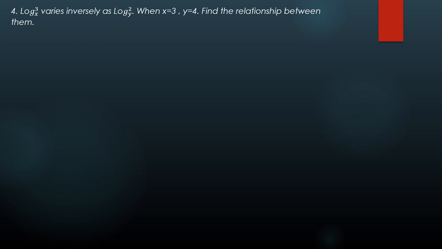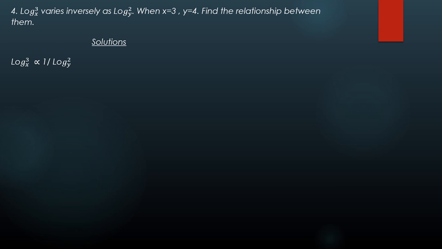So here in this example, this talks about logarithm. We have log 3 base x varies inversely as log 2 base y. When x equals 3, y equals 4, find the relationship between them. So here we only need to find the formula connecting them. So we need to find what our k is. How do we go about this?